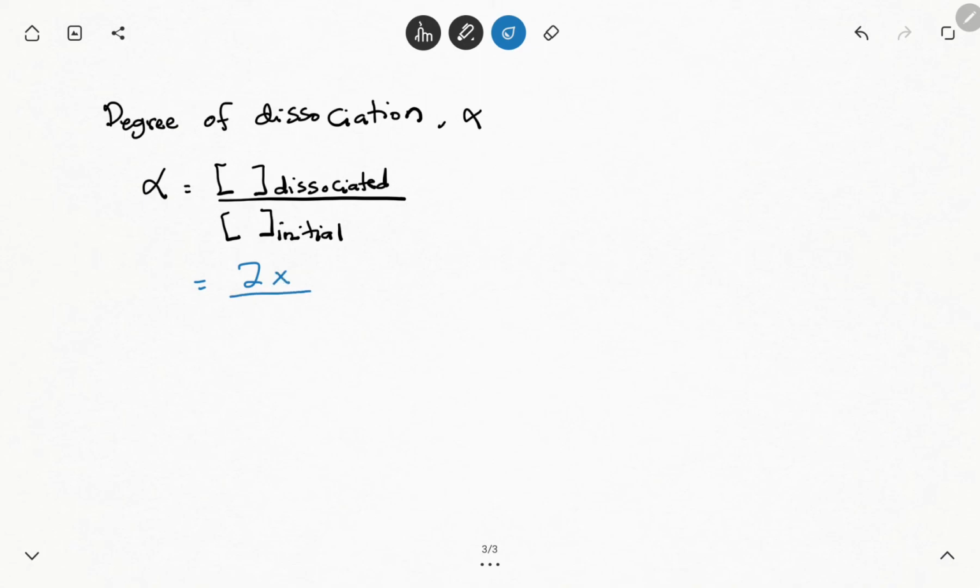So 2x over 2.0. The x value just now is 0.09. So we can calculate the degree of dissociation. It is equal to 0.09. Okay, that's all for question number 10. Okay, thank you.